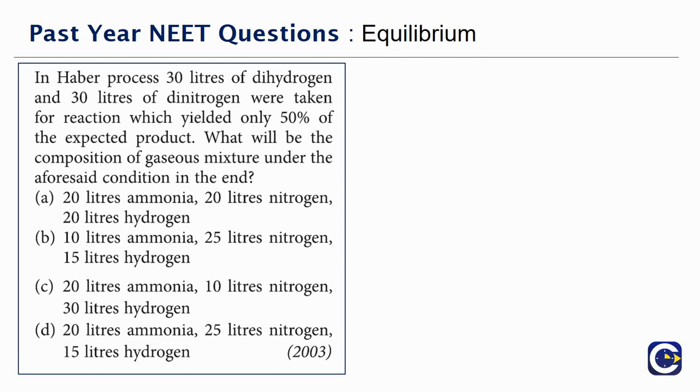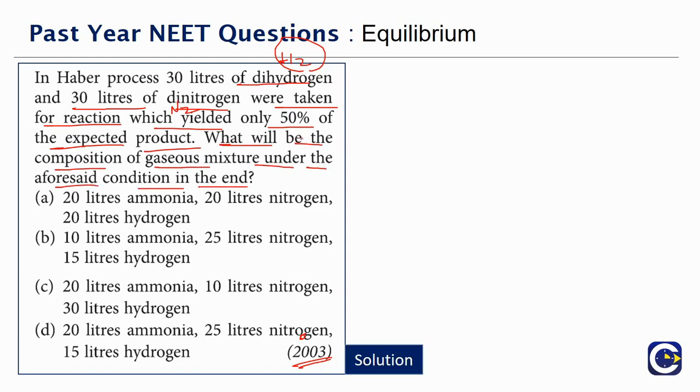Next we have a question based on the analysis of the equilibrium. This is a question that has come in the year 2003. In Haber process, 30 liters of dihydrogen and 30 liters of dinitrogen. Dihydrogen means what? H2. Dinitrogen means what? N2. So both of them are taken as 30 liters. Were taken for the reaction which yielded only 50% of the expected product. So how much product is coming? Only 50% of the expected product is actually coming. Then what will be the composition of the gaseous mixture under the aforesaid condition in the end?